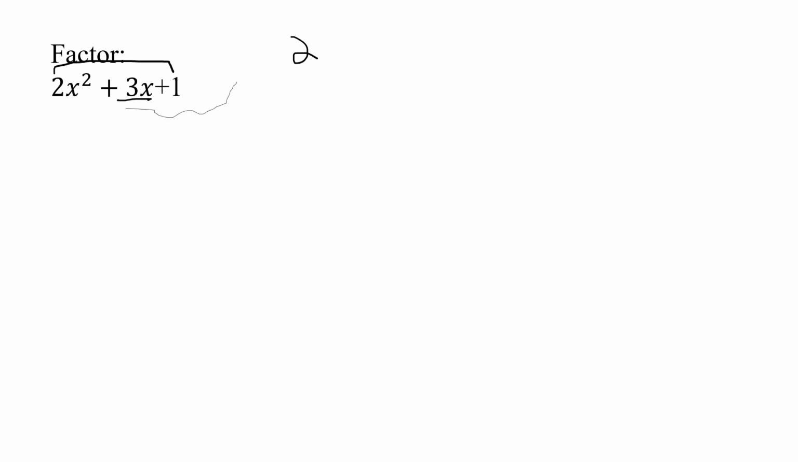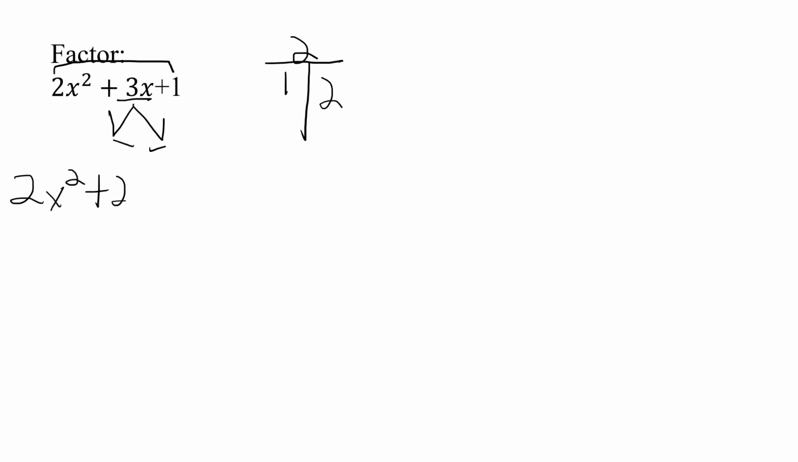So factors of 2 that add to be 3. Well, there's only 2 factors of 2, 1 and 2. So we can break up that middle term, and what we get is 2x squared plus 2x plus 1x plus 1. Again, those are just the factors that I took from A times C, and they added to be B.